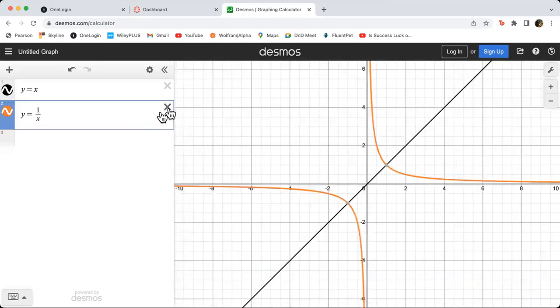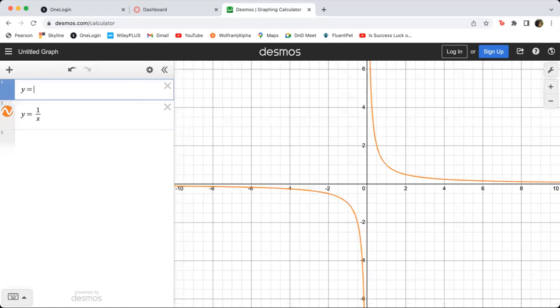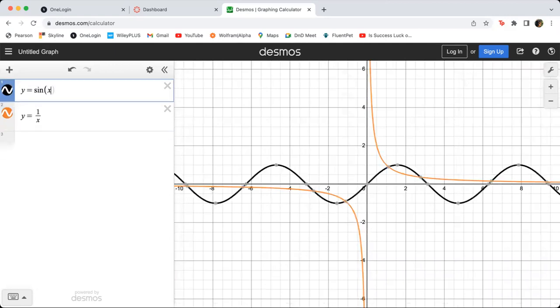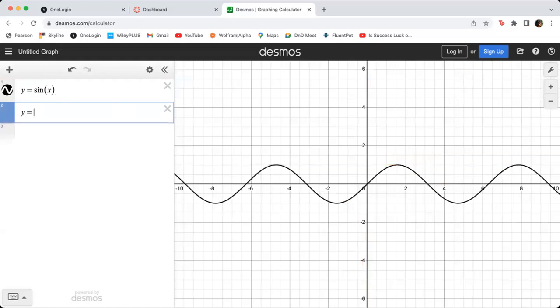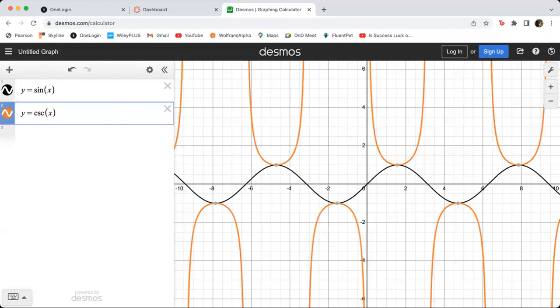Let's take a look at a graph of sine. And then let's take a look at a graph of cosecant. The sine and cosecant are reciprocals. So notice that every time sine is getting close to 0, cosecant has a vertical asymptote. Sine of 0 is 0, so cosecant of 0 is undefined.